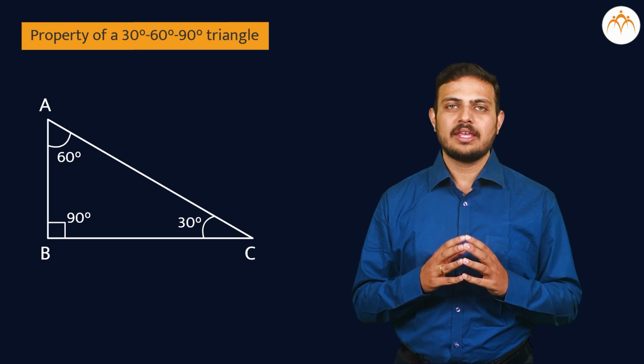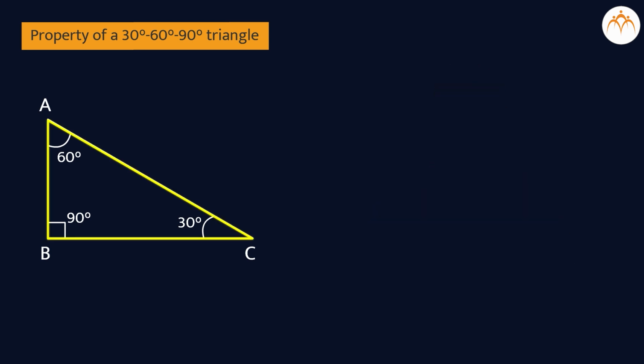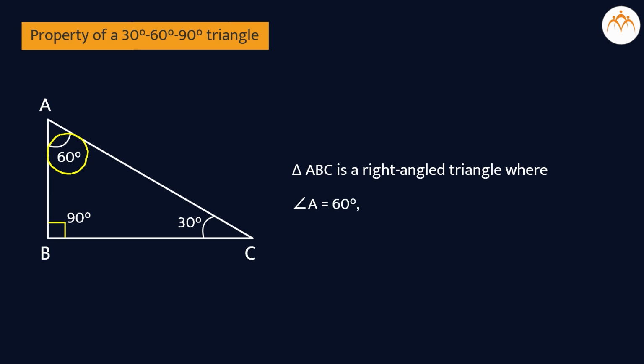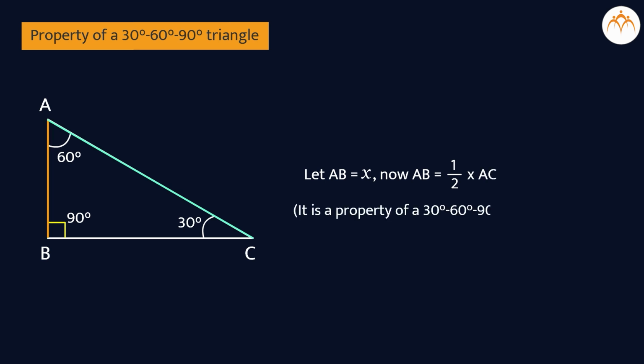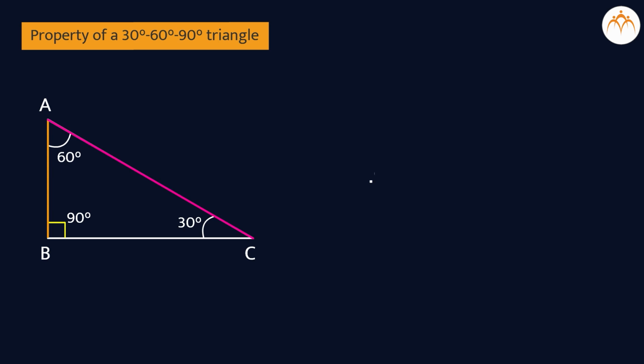Observe this figure. Triangle ABC is a right angled triangle where angle A is equal to 60 degree, angle B is equal to 90 degree and angle C is equal to 30 degree. Let AB is equal to x. Now AB is equal to half of AC because it is the property of a 30 degree, 60 degree, 90 degree triangle. Therefore, x is equal to half of AC. Therefore, AC is equal to 2x.